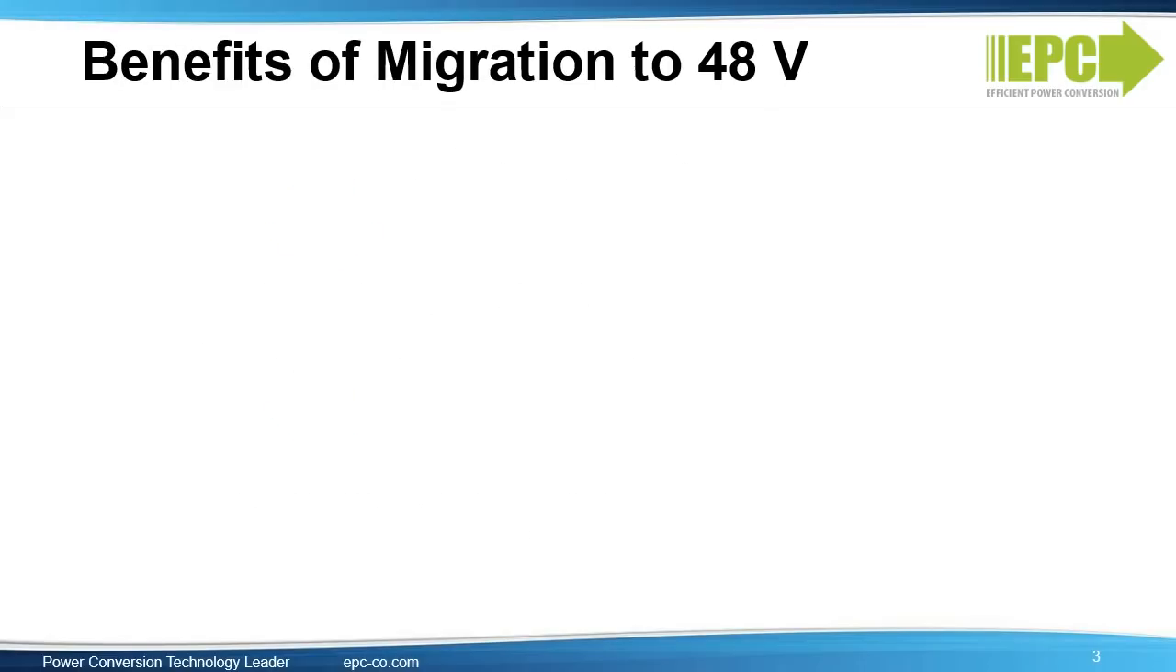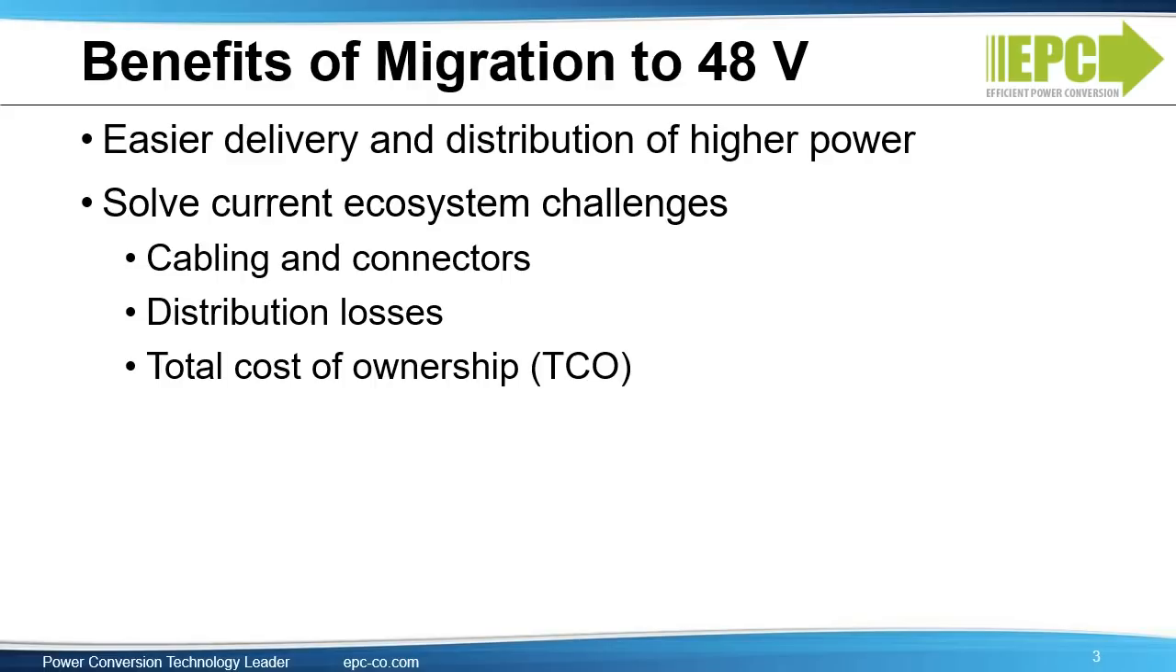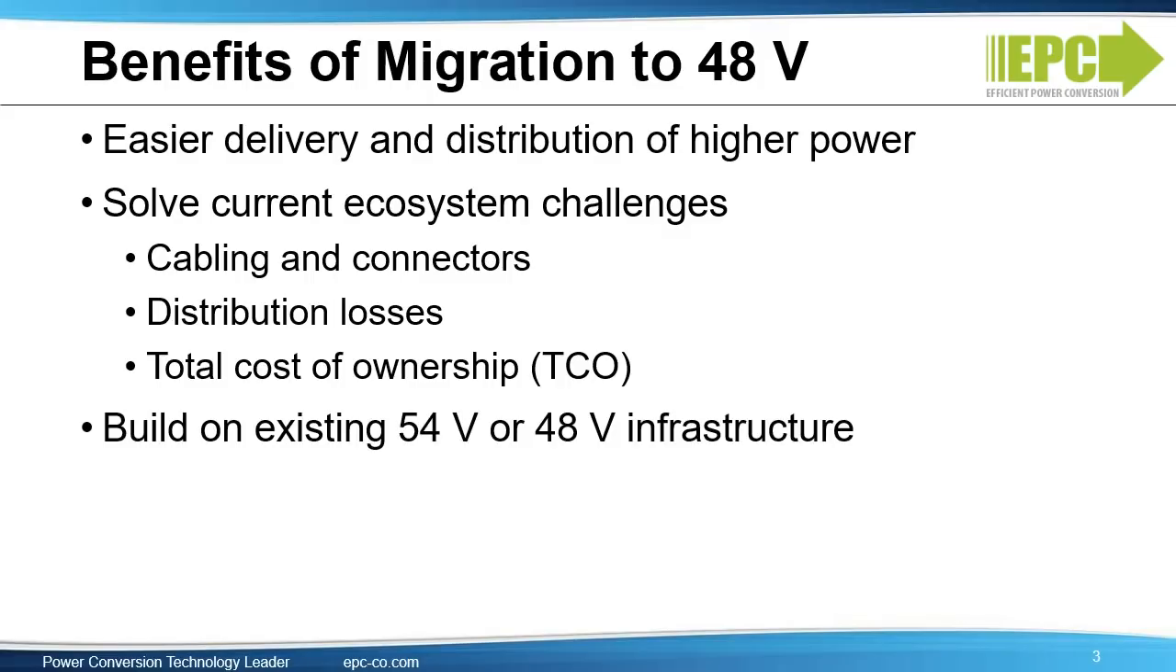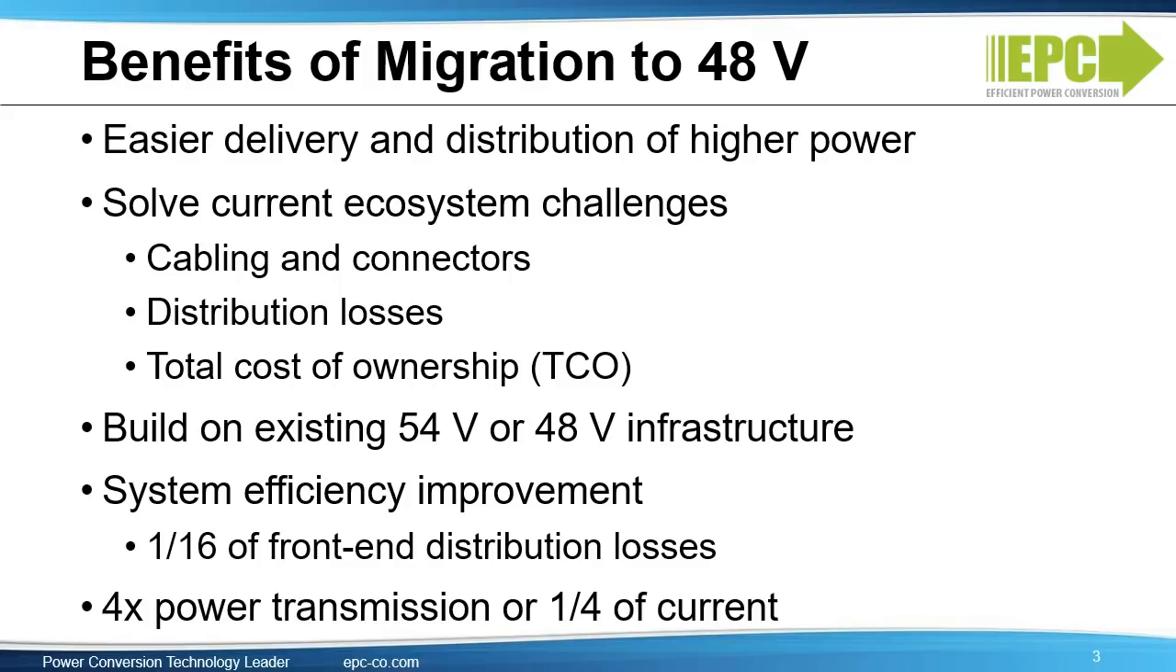The benefits of a 48-volt power distribution are easier delivery and distribution of higher power, solving the challenges facing the current ecosystems like cabling and connectors, distribution losses, and total cost of ownership. It builds on the industry's proven 54-volt or 48-volt infrastructure. The entire system efficiency is improved due to 1/16 of front-end distribution losses. And you can deliver 4 times the power transmission or 1/4 of the current.